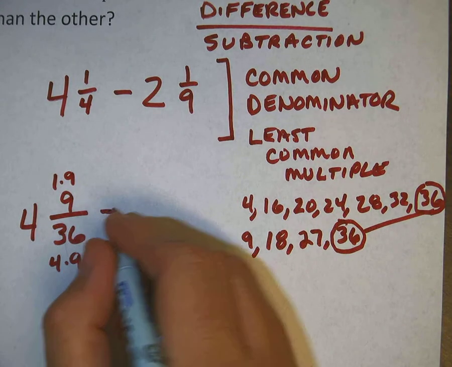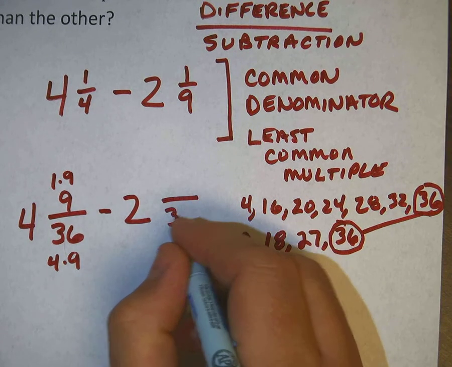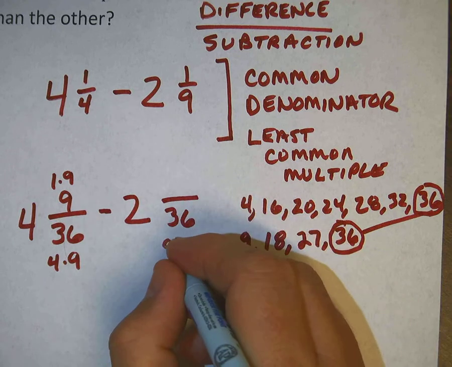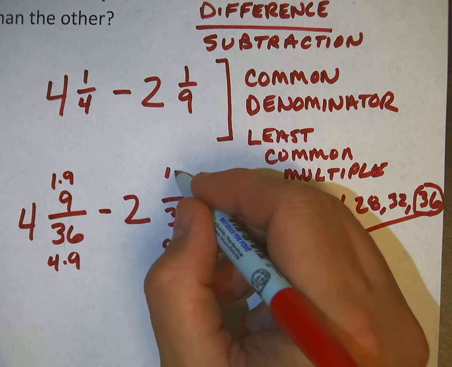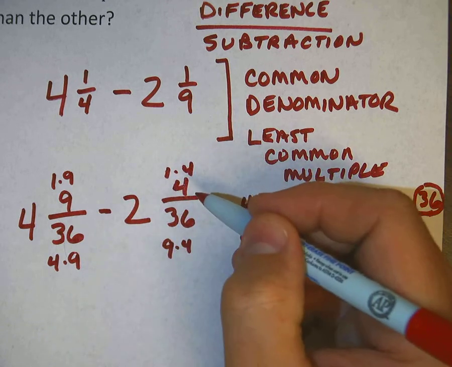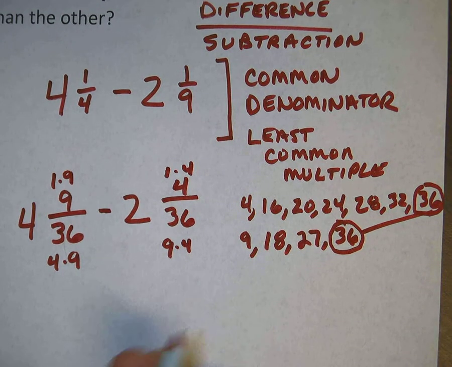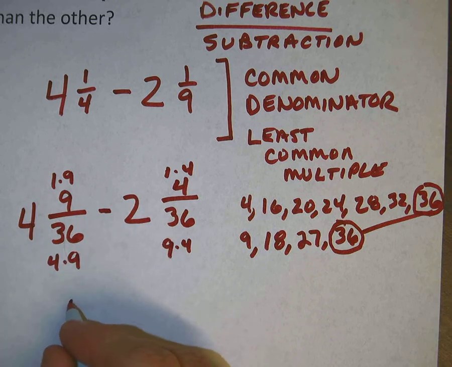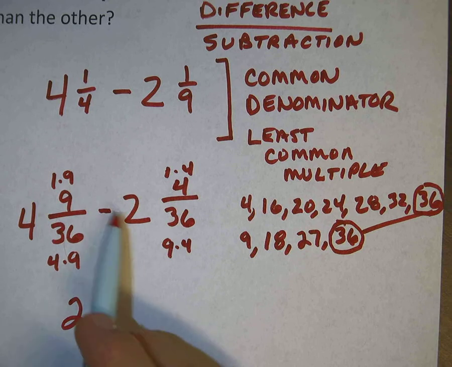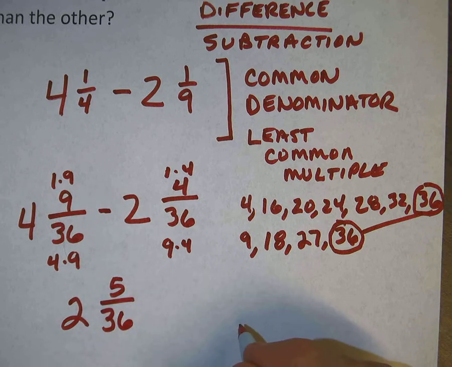So let's subtract 2. Now 1/9 is something over 36. So 9 times 4 was 36. So I'm going to have to do the same thing with my numerator. 1 times 4 is 4. Now I have them set up to be able to just subtract. The easiest thing to do here is say 4 minus 2. Well, 4 minus 2 is 2. And 9 minus 4, well, that's 5 over my common denominator of 36.